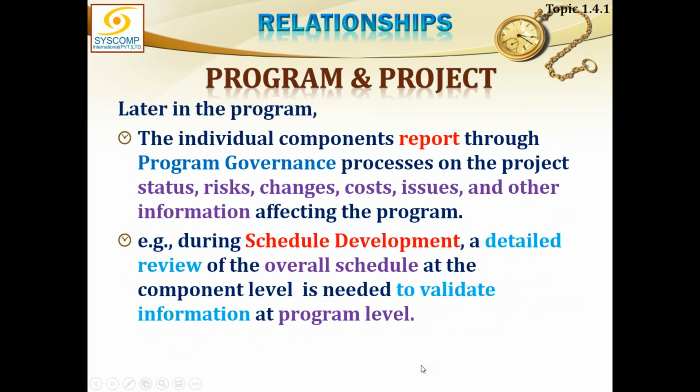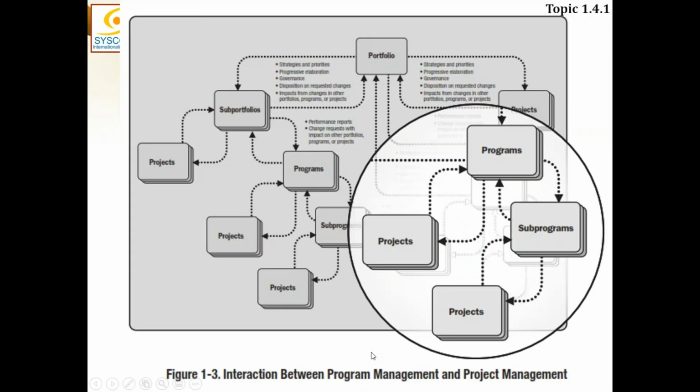Later in the program, the individual components report through program governance processes on the project status, risks, changes, costs, issues, and other information affecting the program. For example, during schedule development, a detailed review of the overall schedule at the component level is needed to validate the information at program level. Naturally, the complete report would be completed only after all the inputs have come in. So when you are creating a schedule development report at program level, you need to have inputs coming from all the components, and only then will it be complete.